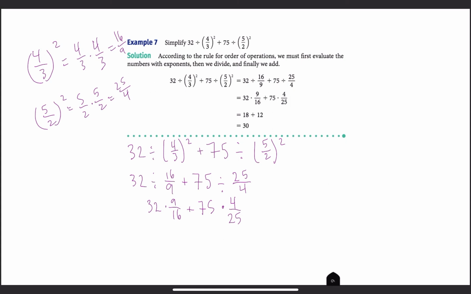Now I'll do some of the math here. This is really over 1. 16 and 32, they have a 16 in common. 16 goes into 16 once and into 32 2 times. And 2 times 9 is 18. And if I put 75 over 1, I see, 25 goes into 25 once and into 75 3 times. And 3 times 4 is 12. And it's all over 1, so I don't need to write that. And 18 plus 12 is 30.